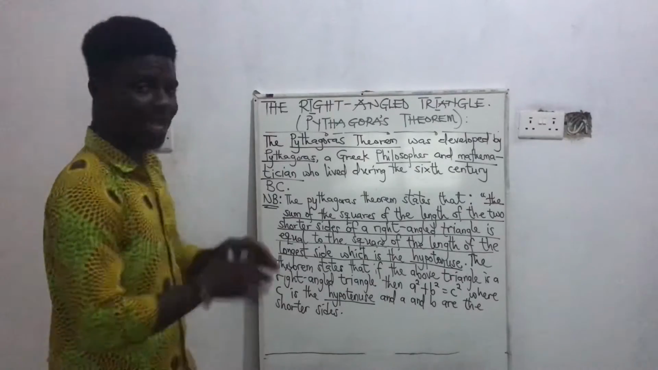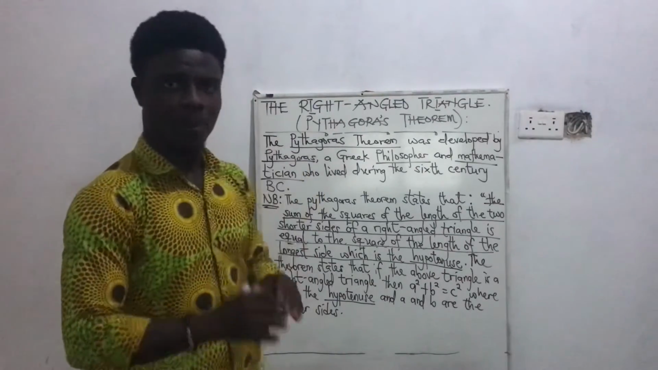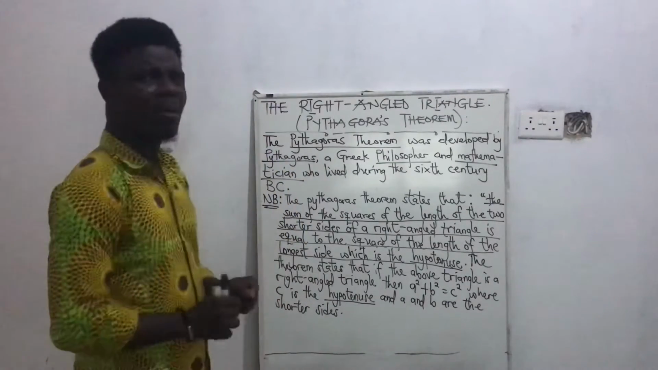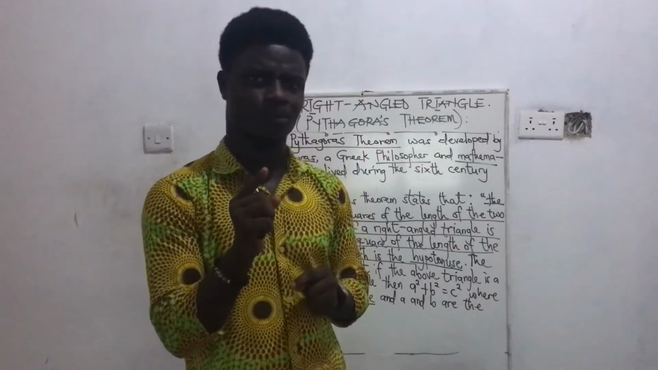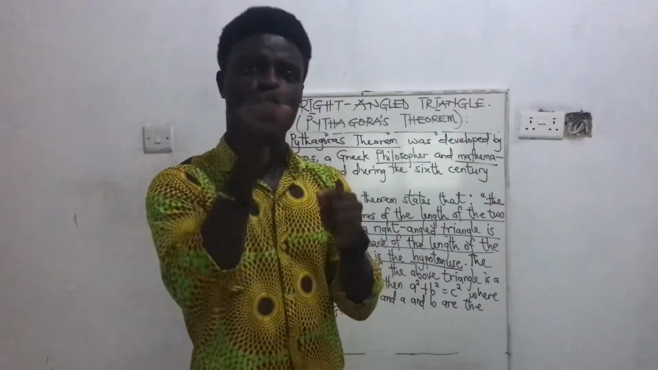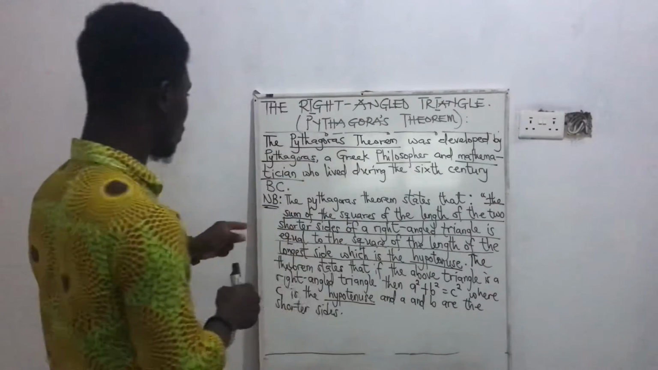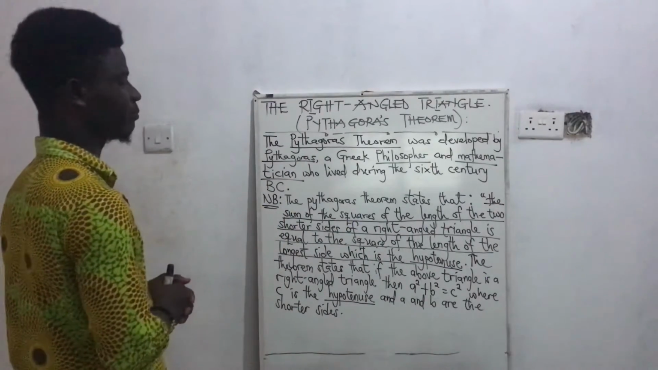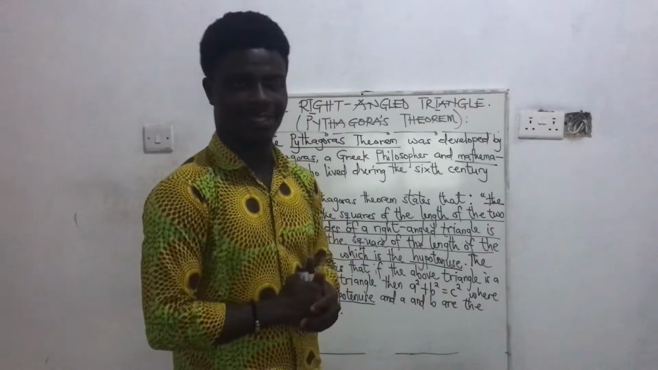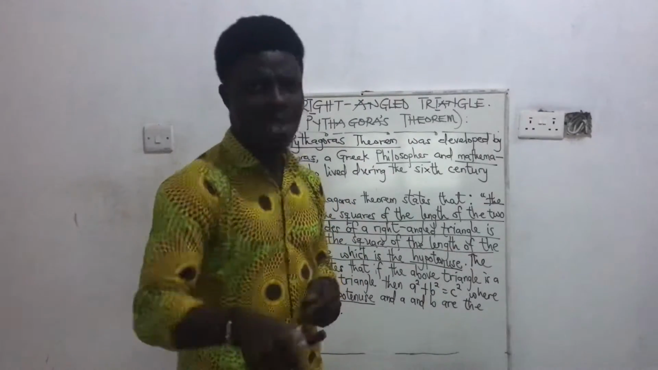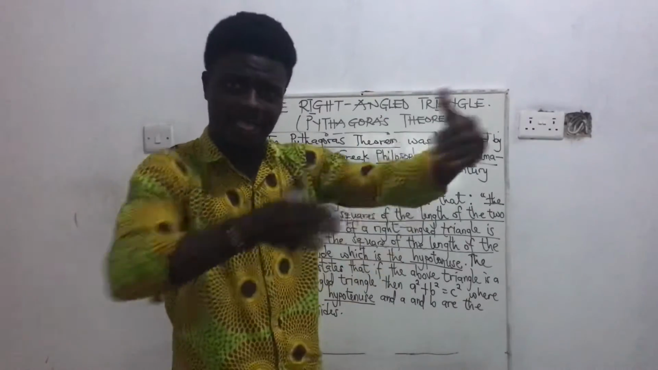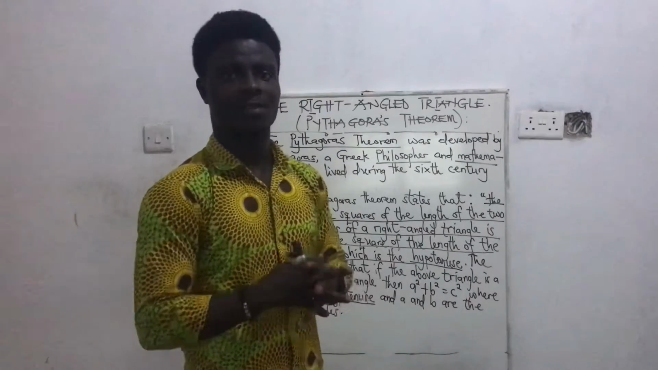So the Pythagoras theorem is a theorem. It states that the sum of the squares of the shorter sides is equal to the square of the length of the longer side. The sum of the squares of the shorter sides is always equal to the square of the length of the longer side.